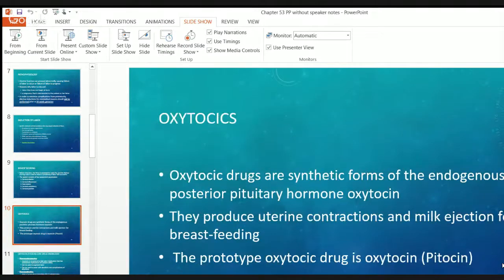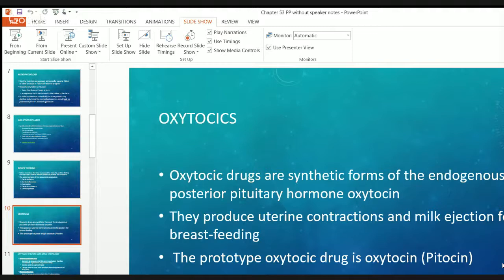So let's look more into these oxytocics. An oxytocic drug is a synthetic form of an endogenous posterior pituitary hormone, in particular oxytocin. They produce uterine contractions and milk ejection from breastfeeding. We're going to talk more about the prototype of this classification of drug, which is actually oxytocin, also known as Pitocin.